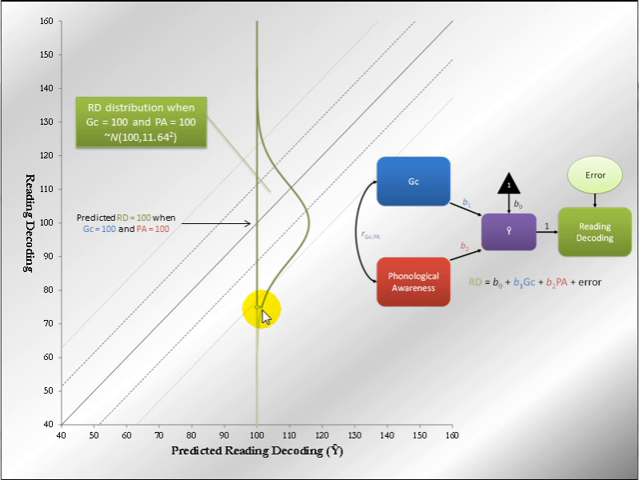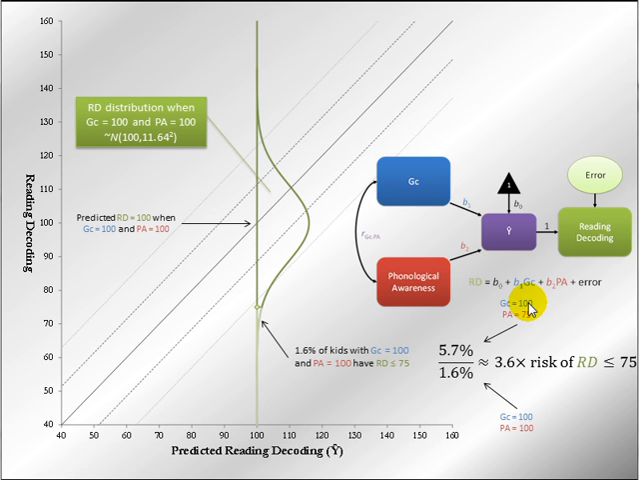Some people will score as low as 75 or lower. About 1.6% of kids with 100 GC and 100 PA will have reading decoding scores of 75 or less. That is, it is even more unusual in this distribution to have 75 or lower. Let's take a look at both distributions.